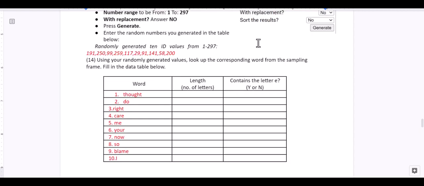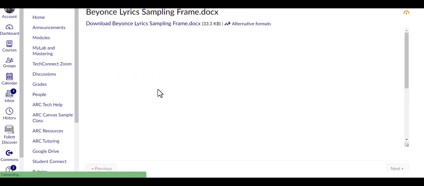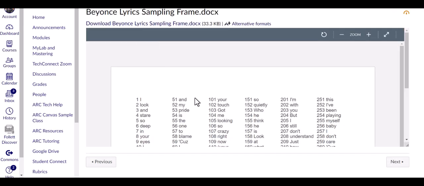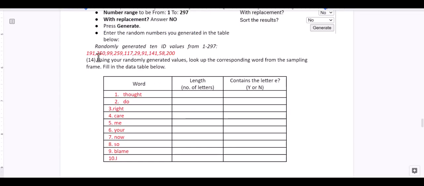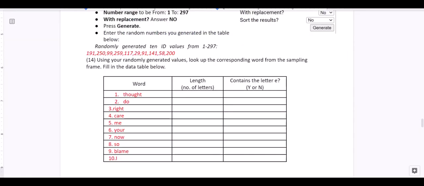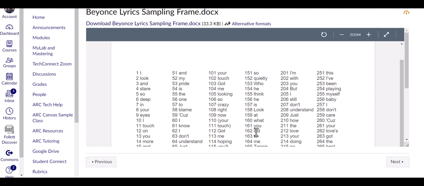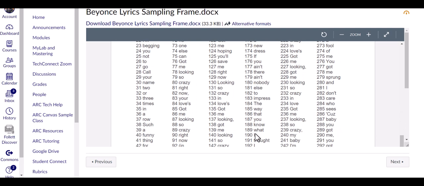The sampling frame can be found in your module. So when you go to our class, you will see, right, these are the notes, Beyonce survey number 1, and then the sampling frame. So when you click on the sampling frame, it brings up the words. So there's the number, and then there's the word. So for example, for mine, right, 191 and 250 were the ones that were given. So when I go to the sampling frame, what was it? 191 and 250. So 191 is, where is it? So 191 is I, right?